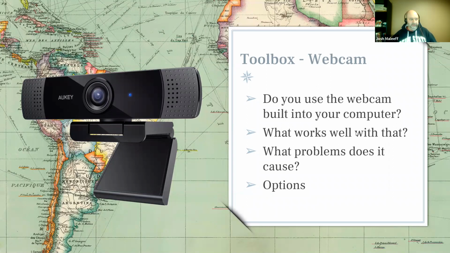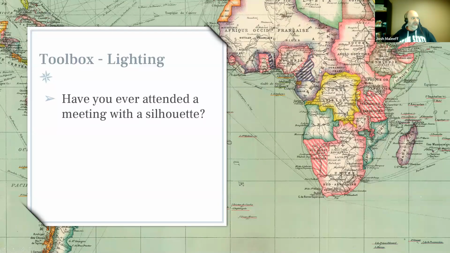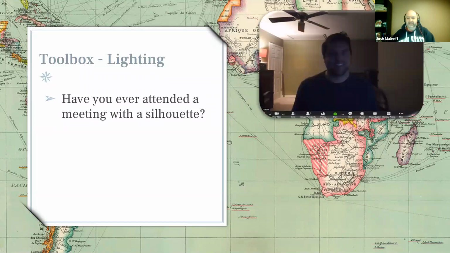All right. So let's look at the next thing here. The next piece we've got is lighting. And when we talk about lighting, my question is, and I've got a picture on the screen to go along with it, have you ever attended a meeting with a silhouette? You see this guy here, he's in a room, there's light in the back, but you can't really make out the features of the person talking. And so that becomes an issue, right? The solution to that is try turning on the lights.